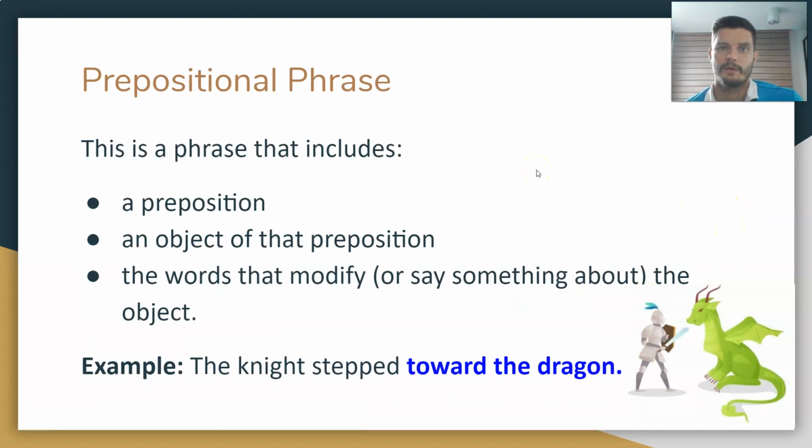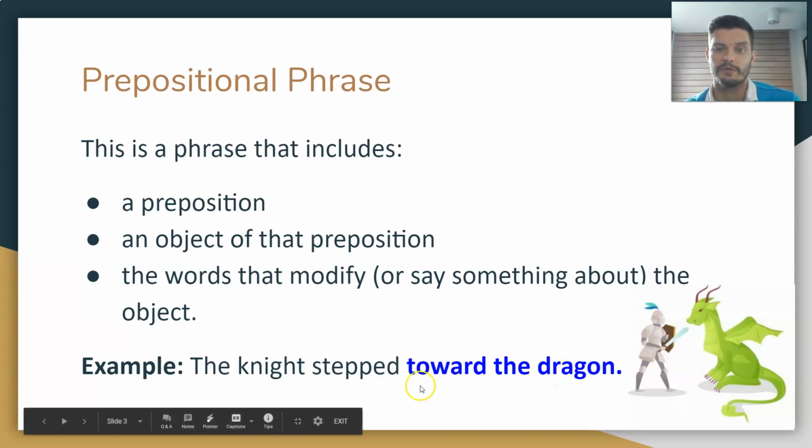So what is a prepositional phrase? Well, it is a phrase that includes a preposition, an object of that preposition, and any words that modify or say something about that object. For example, the knight stepped toward the dragon. Toward is our preposition. The dragon is the object of the preposition, and we've also got the article the. So the dragon is our object here. So toward the dragon is our prepositional phrase.